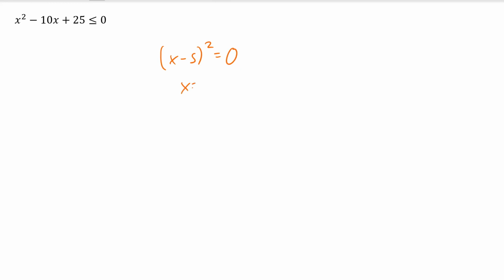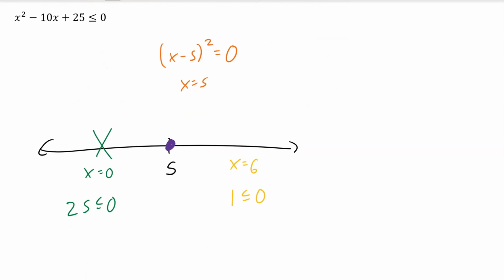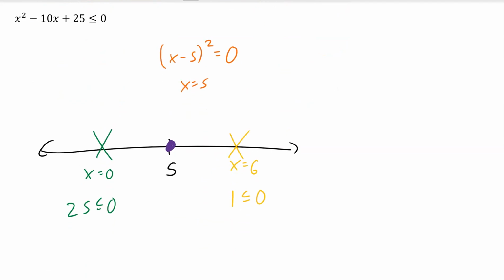I'll find the zeros. Put them on a number line. In this case, that point will get colored in, because if I plug in 5, I'll get 0 is less than or equal to 0. So that is true. 5 does make the inequality true. I test regions. If I plug in 0, I'll end up getting 25 is less than or equal to 0. That's not true. If I plug in 6, I end up getting 1 is less than or equal to 0. You can just trust me, I know that because I plugged it in up there. That's not true. So the only number that works here is 5.